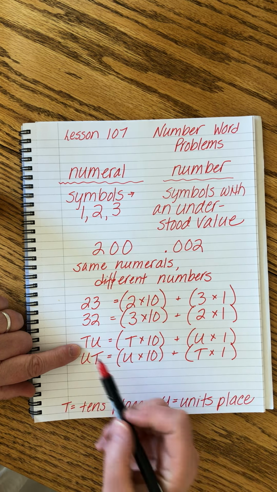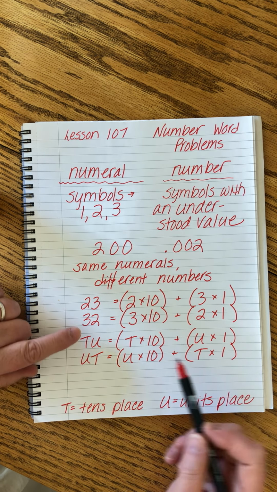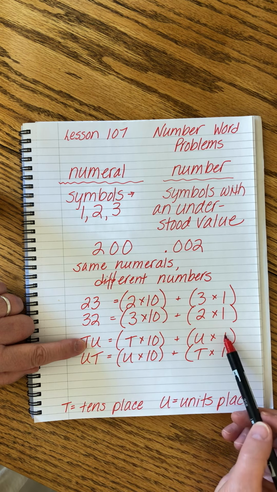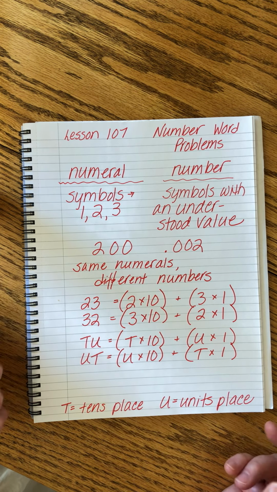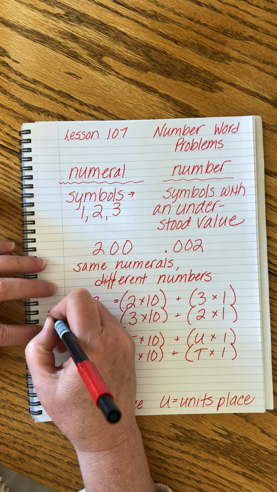Here, the t is like the 2. Here it's multiplied by 10. Then we move it to this other place and we multiply it by 1. And then the same thing, the u is like the 3, right? It starts out in the ones place and then we bump it up to the tens place. This is, let me just write this.